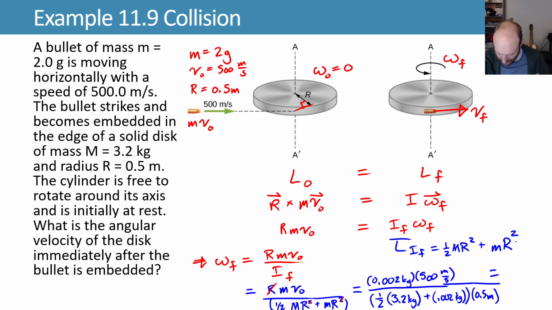That gives us an answer of 1.2 radians per second in the k-hat direction. If you want direction for this, it's rotating counterclockwise there as viewed from the top. That's 1.2 radians per second.